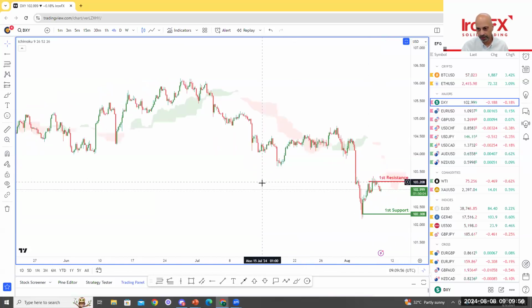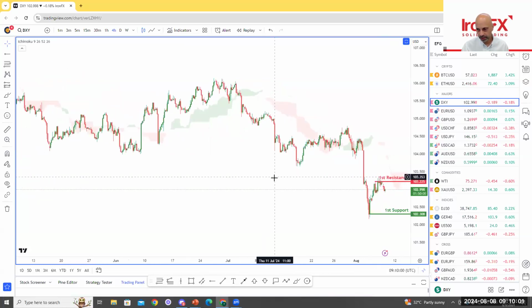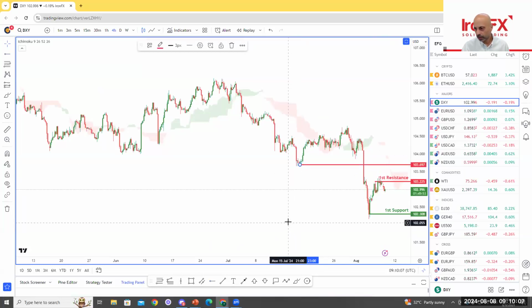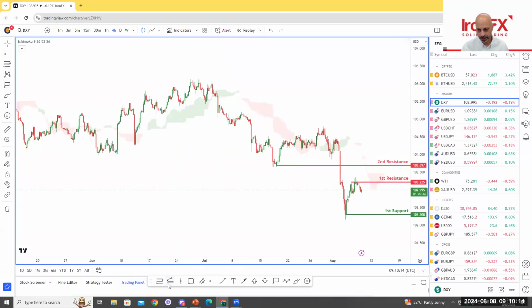Now, what about the second resistance? I see a nice pullback resistance level here at 103.69. We can use this level to identify the second resistance. Now, we can also run a couple of Fibonacci retracements.